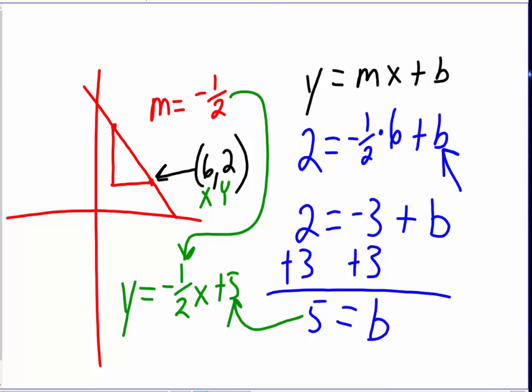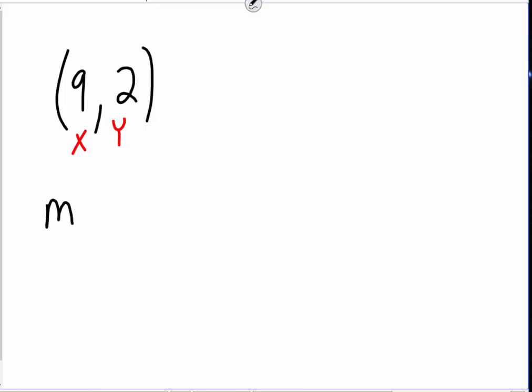Okay, let's try one more. So if I give you the point, how about (9, 2)? So I give you this point. And again, we have to understand that this is an x and a y. Well, I also either need to give you another point so you can calculate the slope, or I need to give you the slope. So I'm going to give you the slope here, 1/3.